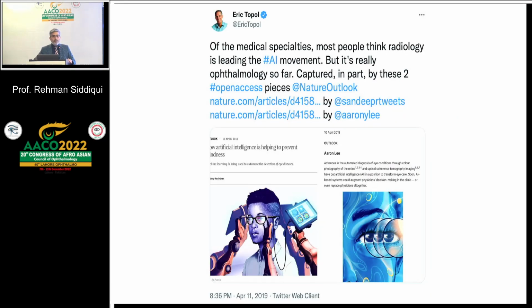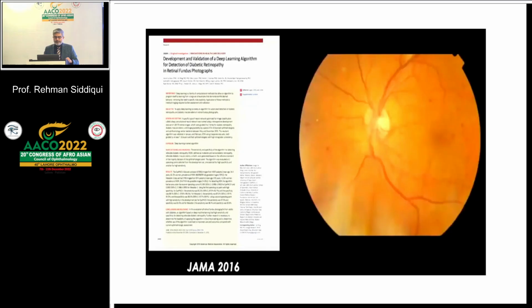I don't know how many of you know Eric Topol. He's a big scientist in the US, and he's published a lot in Nature journals. He pointed out that people think radiology is the area where AI will take off, but it's actually ophthalmology, not radiology. This was the time when one of the FDA-approved devices for diabetic retinopathy was rolled out in the market.